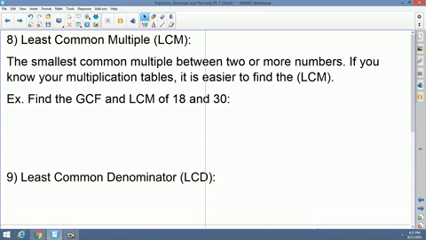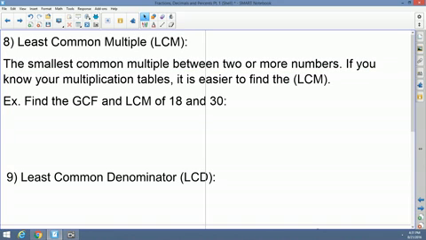So when you don't know the common multiple, the LCM, right off the bat, I'm going to show you a little trick. Go ahead and break down each of the given numbers using your prime factorization. So 18 breaks up into 2 times 9, circle your prime, and then 3 times 3, circle your primes.